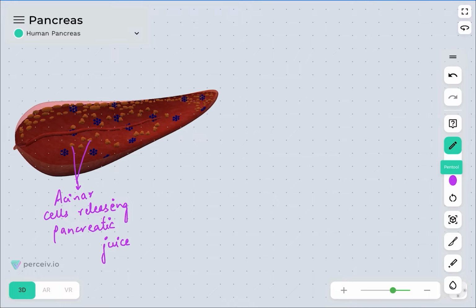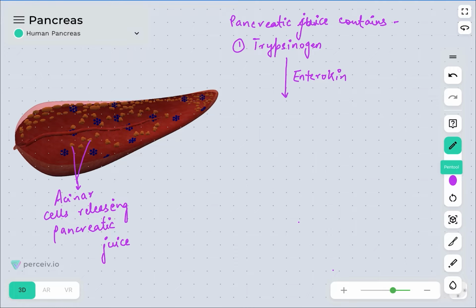Pancreatic juice contains various kinds of inactive enzymes that have to be first converted into their active form. For example, trypsinogen. This trypsinogen, with the help of an enzyme called enterokinase, gets converted into its active form. This is the inactive form of the pancreatic juice, as already discussed. So this trypsinogen gets converted into its active form called trypsin. It has now become active.